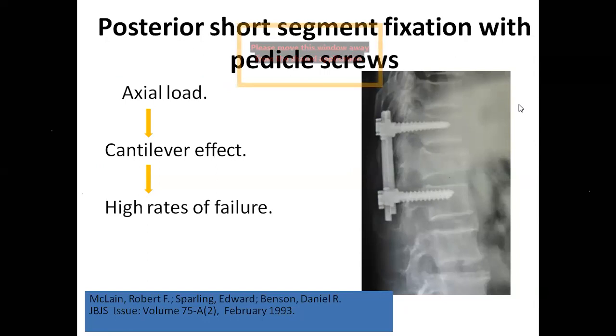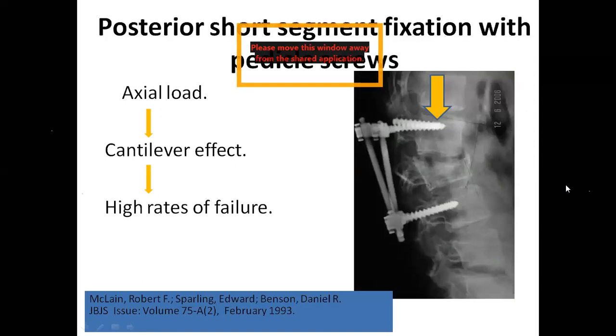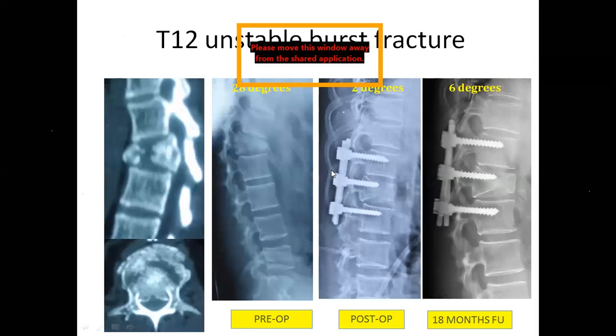So what should we do? We can put a screw in the fractured vertebra also. This is the correct treatment option for unstable burst fractures. For example, this is an L1 unstable burst fracture. Why am I calling it an unstable burst fracture? It is unstable because there is a kyphotic deformity of more than 20 degrees. The loss of vertebral body height is also more than 50%. It's an unstable burst fracture.